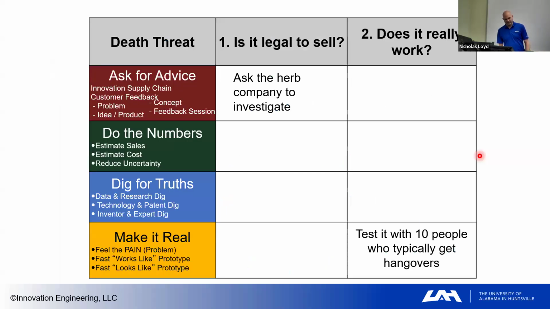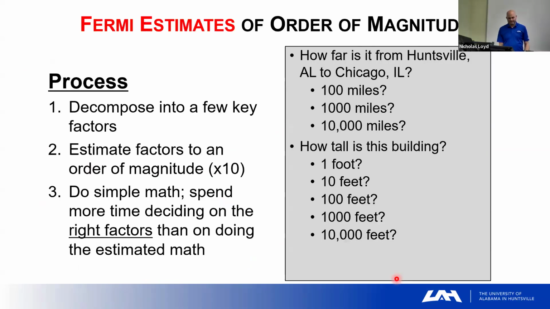So what are some things we can do? For one killer death threat, is it legal to sell? Maybe we could go and ask some experts and dig into that to see about the legality of it. Does it really work? Maybe we can do an experiment. Maybe we'll take our buddies that get hangovers all the time and take a bunch of them and see if this actually can prove that. Just things that we can go and do. And then also running some numbers.